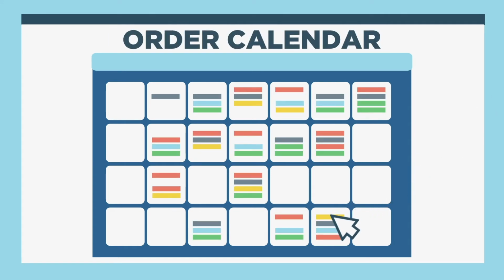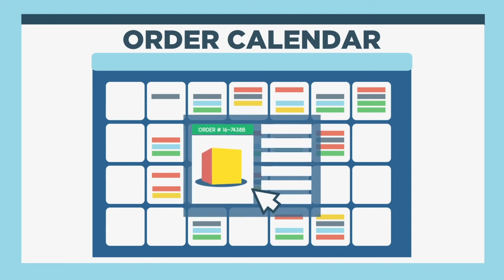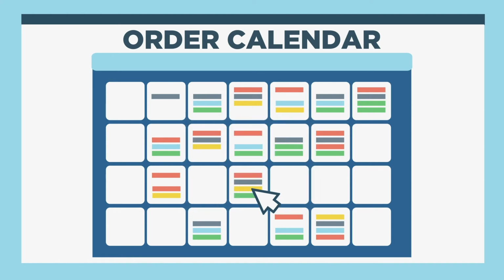For more information on any quote or shipment, you can simply click the calendar item to pull up a detailed information box. Need to reschedule an order? Simply drag and drop the order from one date to another. Your NorthEast sales representative will automatically be notified of the change, and the shipment's color will update based on product availability.